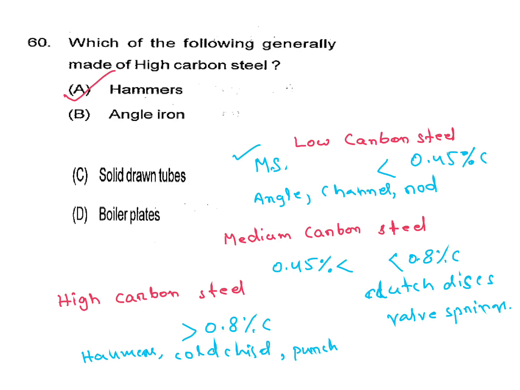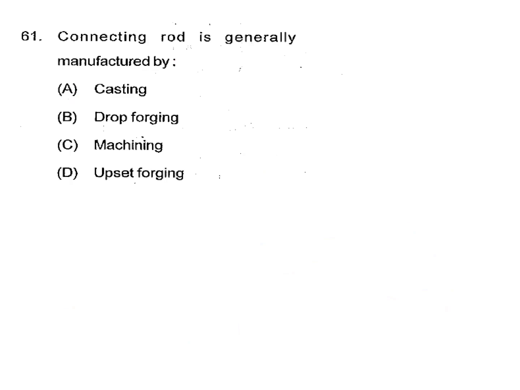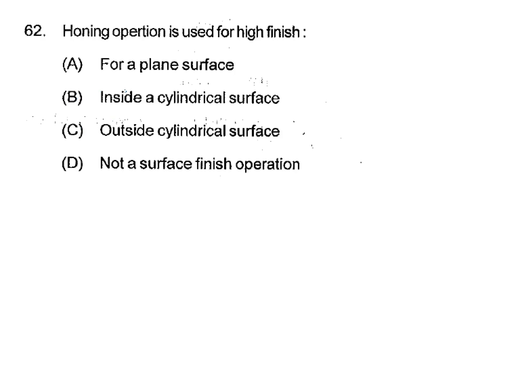Percentage also very important. Connecting rod is generally manufactured by, this one also so many times asked in IAS and ISRO examination. In list 1 and list 2 type of matching questions, you will get this type of question. One side you will get drop forging, other side you will get connecting rod. You have to match. Answer is drop forging. Honing operation is used for high finish for A, a plane surface; B, inside a cylindrical surface. B is our answer.